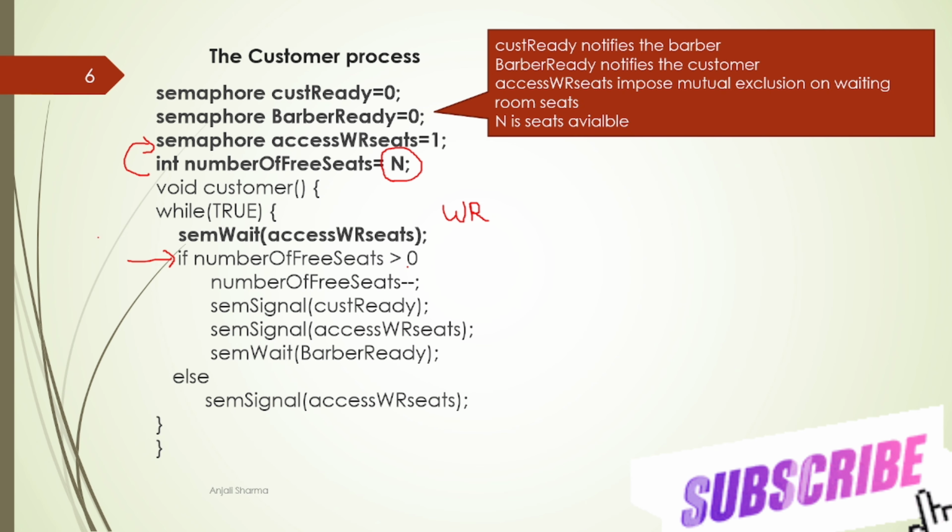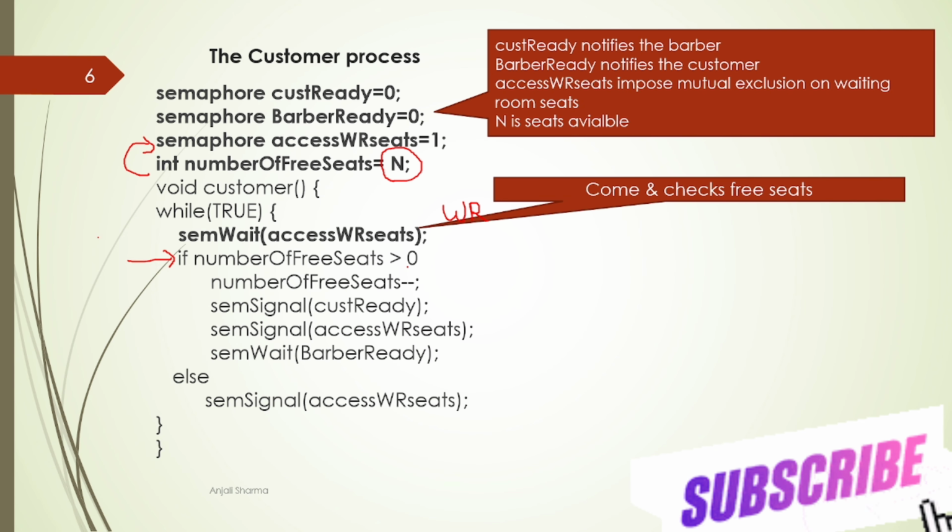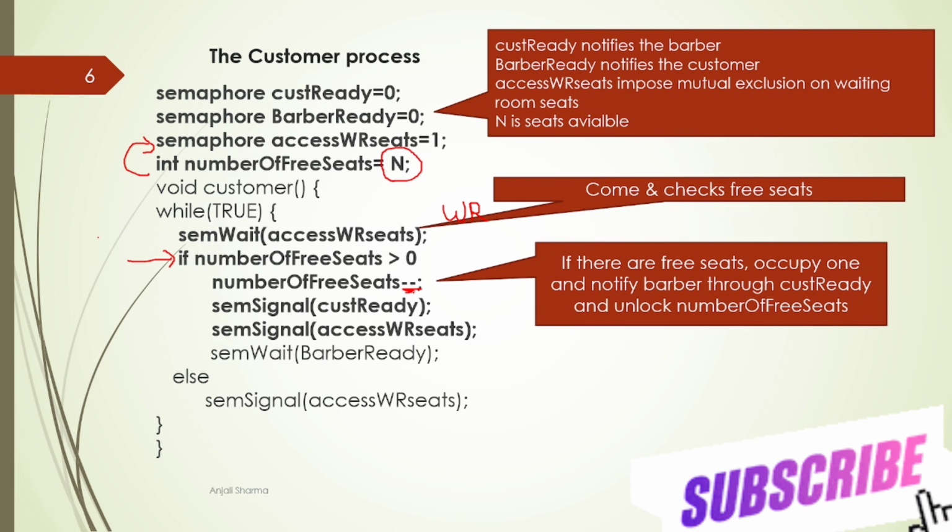If there were free seats, then he will be coming into the room and checking if the seats are free. Now if the seats were free, he will be occupying one chair. Because of occupying one chair, you have to decrease the number of free seats by 1. Pretty simple it is. And after that, he will be signaling that there is one customer. Remember, cust ready notifies the barber. So he is going to signal cust ready, saying that there is one customer in the shop.